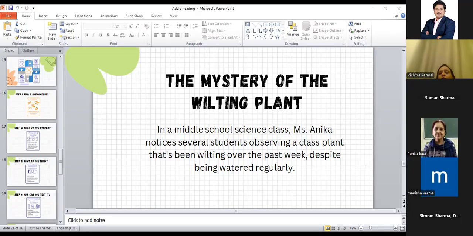Then step 2, developing models. Here the teacher can place the students into groups. Students can draw models to explain what they think might be happening in this scenario. So one group may suggest too much water caused root rot, and now the plant can't absorb nutrients, therefore it is wilting. Another group may come up with, there's not enough light, therefore it is wilting.